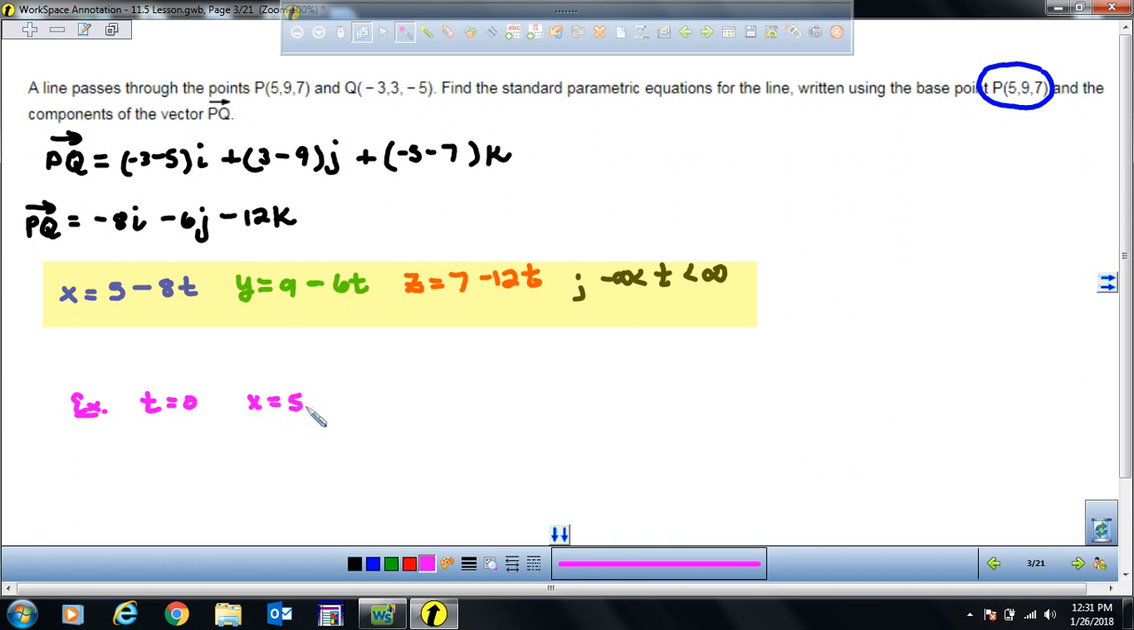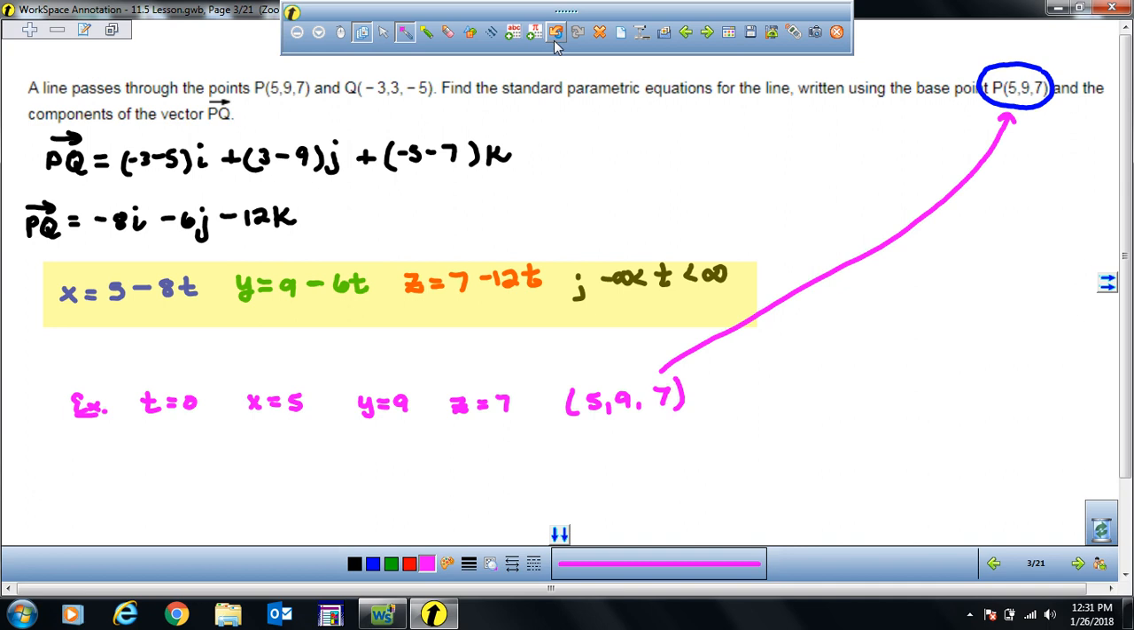x equals 5, y equals 9, and z equals 7, which is the point (5, 9, 7), and we realize that that is the starting point of this vector v, well, vector PQ, right? And now let me tell you this. What if we let t be equal to 1?